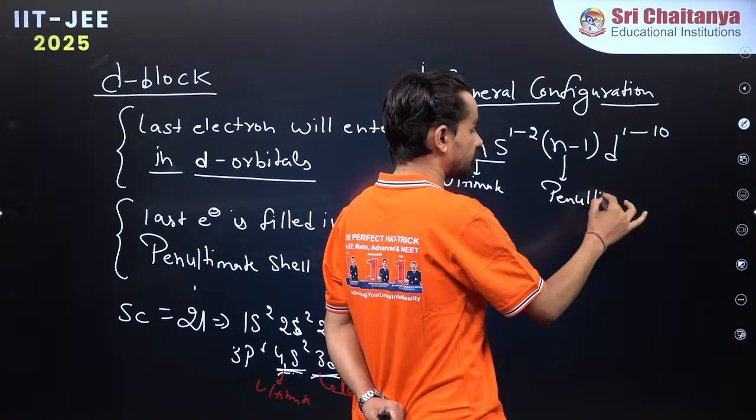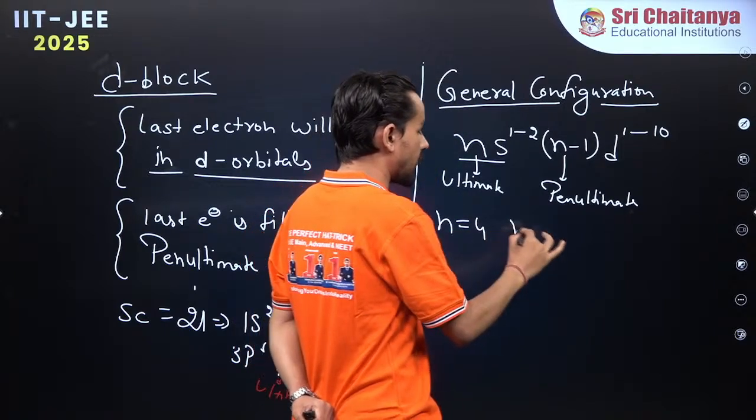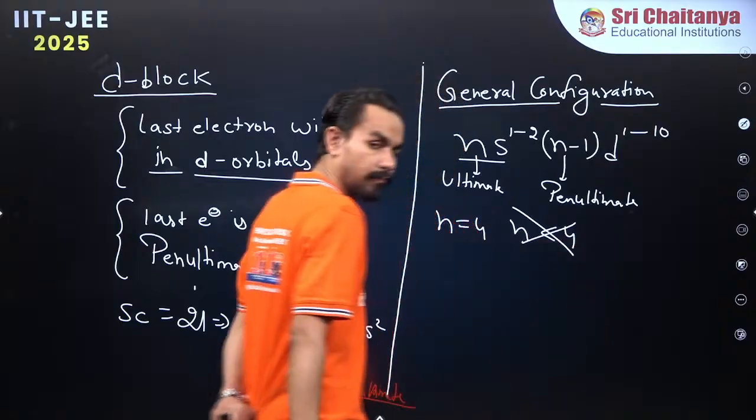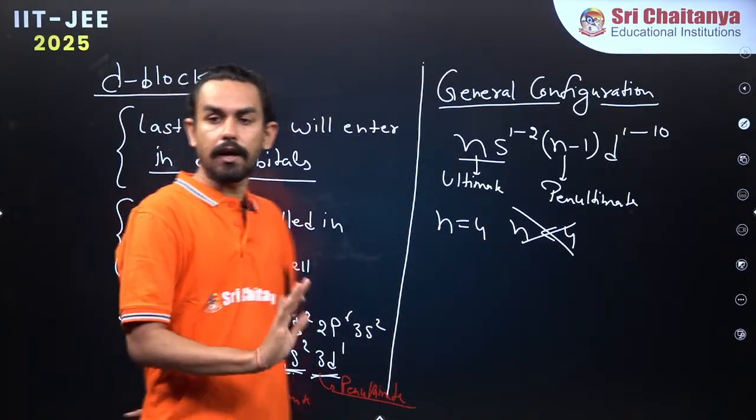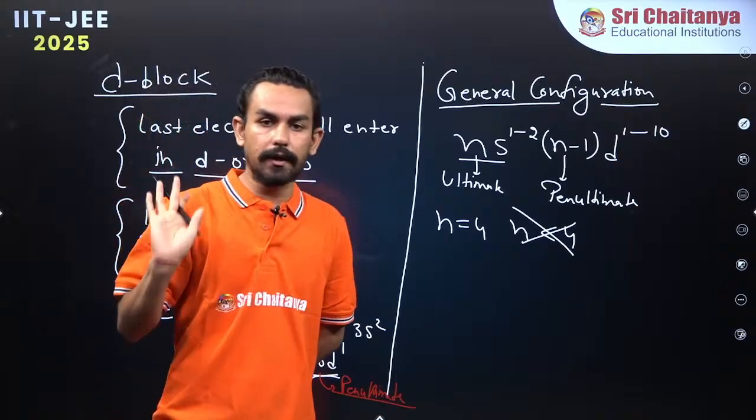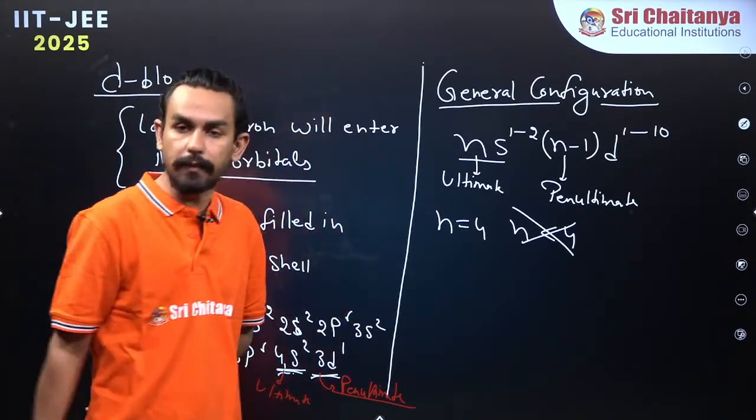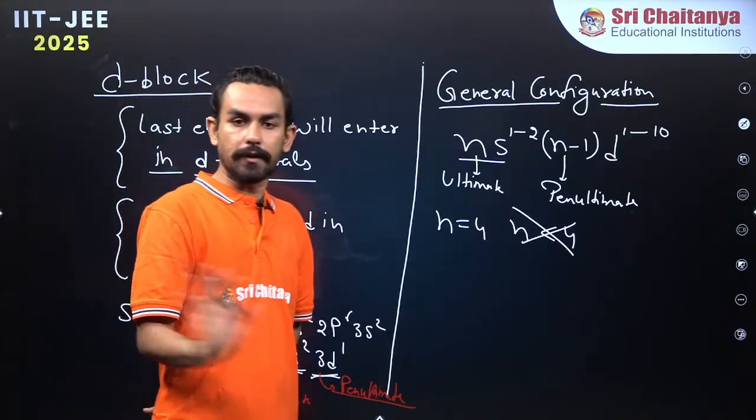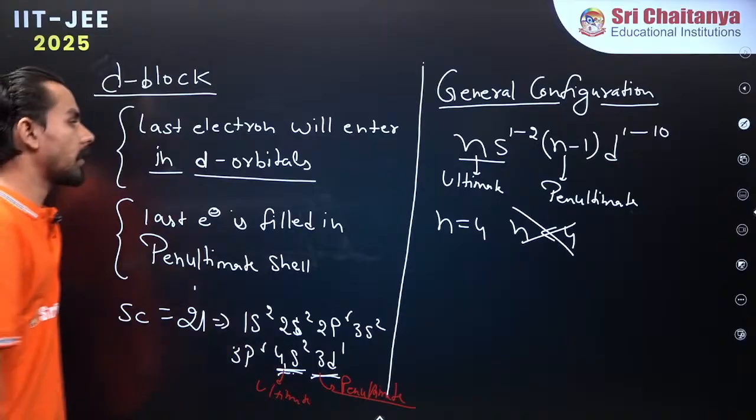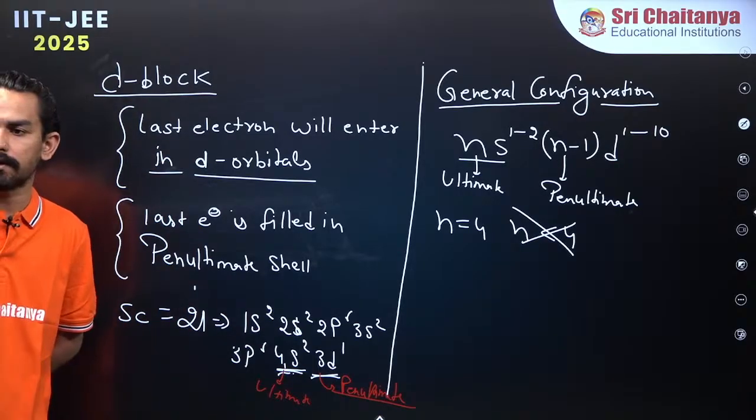Apart from that, n can be equal to 4, but n cannot be less than 4. Not possible. For example, in the third period there is no d block element possible. At least the fourth period it is there. The first d block element will be in the fourth period. Before the fourth period there should be no d block elements. These are the things about d block elements. So till here, if anybody has something to ask, you can ask.